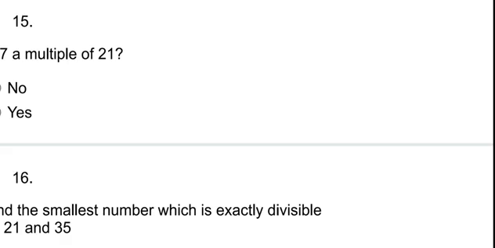Now for number 15. Is 7 a multiple of 21? No. The answer is no. Capital no. 7 is not a multiple of 21. So 7 is a factor of 21, while 21 is a multiple of 7. So the answer, this one is clear.